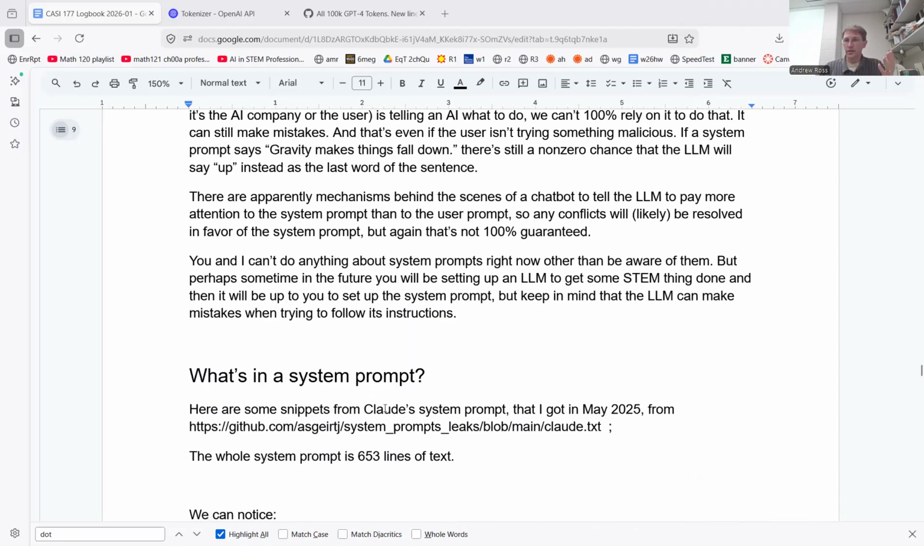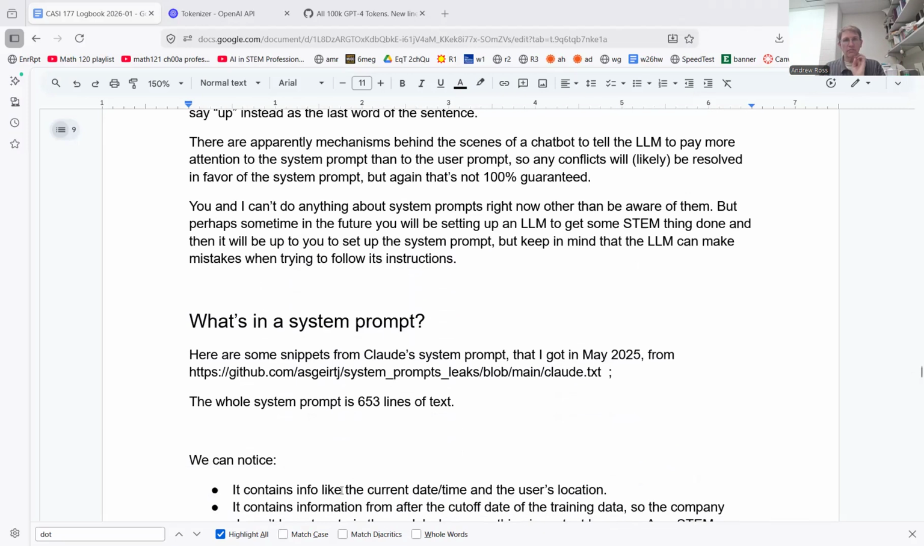This is from the Claude system by the company called Anthropic. I found it in May 2025. Here's the link for it. The whole system prompt is 600 lines of text, which we won't read exhaustively, but we can notice that it contains info like the current date, time, and user's location. So it's customized for each person using it.